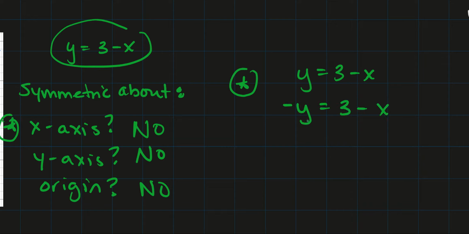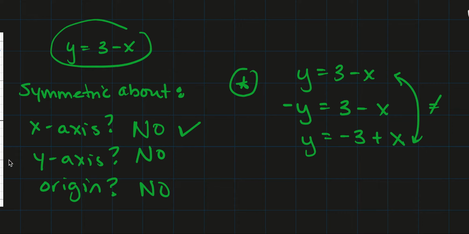This negative doesn't go away. If you multiplied both sides by a negative to get rid of it, you'd get this, which is not the original equation. These aren't equal. So you can say it's not symmetric about the x-axis. No.